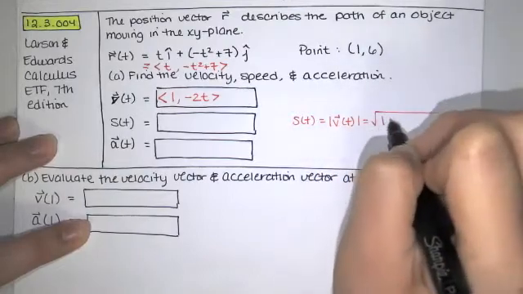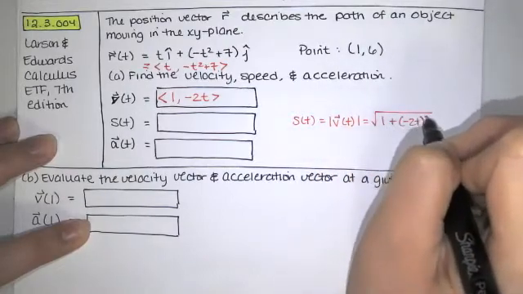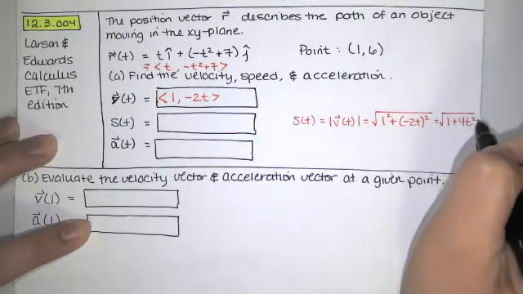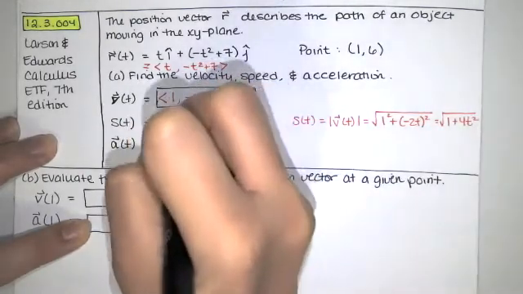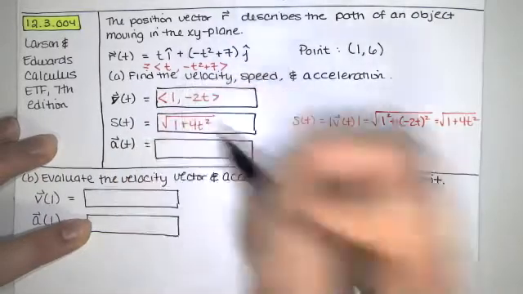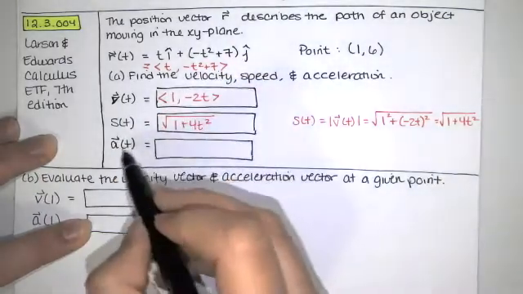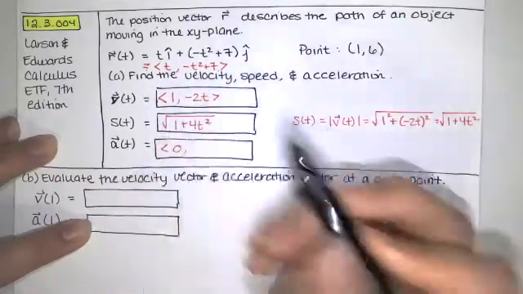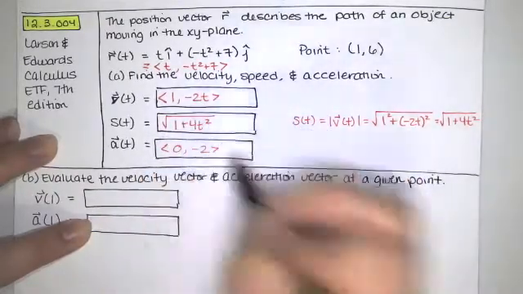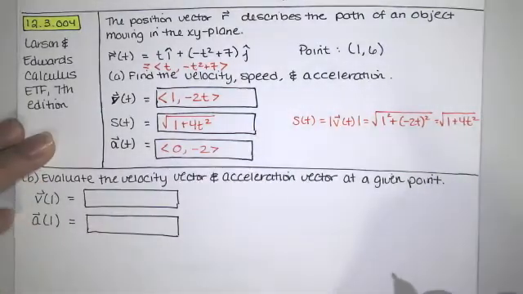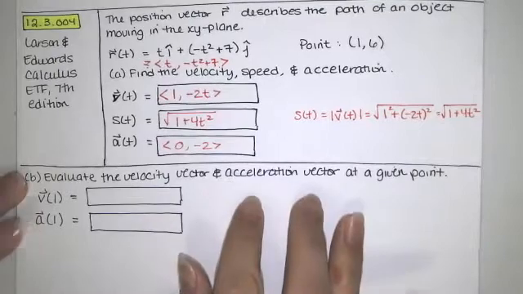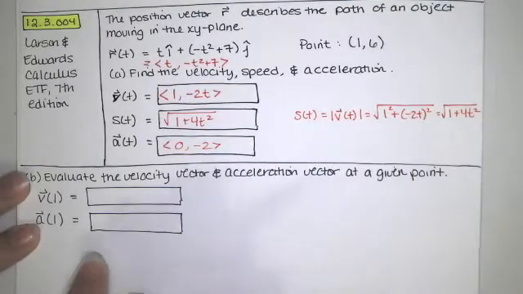So we take the components, we square them and add them and take the square root. So that gives us the square root of 1 plus 4t squared. That's a scalar function of t. And the acceleration vector is just the derivative of the velocity vector. Derivative of 1 is 0, the derivative of negative 2t is negative 2, so this is just negative 2 times j hat. Then we're asked to evaluate the velocity and acceleration vector at the given point.